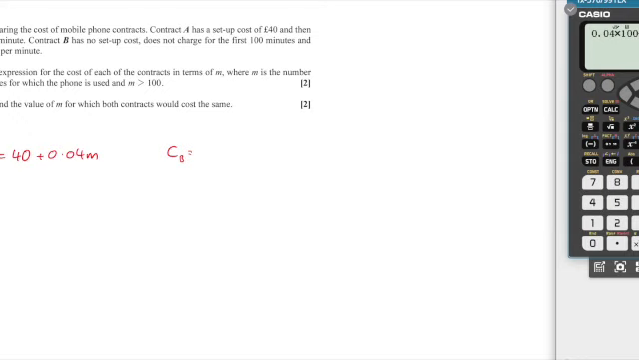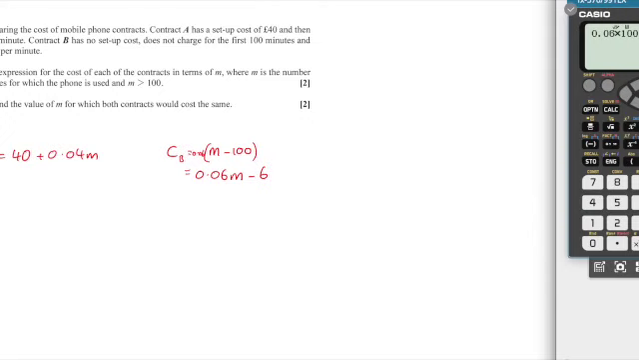And then the second one is the number of minutes, take away 100, multiply by 0.06. So that's a vile question, 0.06m minus, is that 6? Let me just double check that. 0.06 times 100. Yeah, that is 6. That's a revolting question.